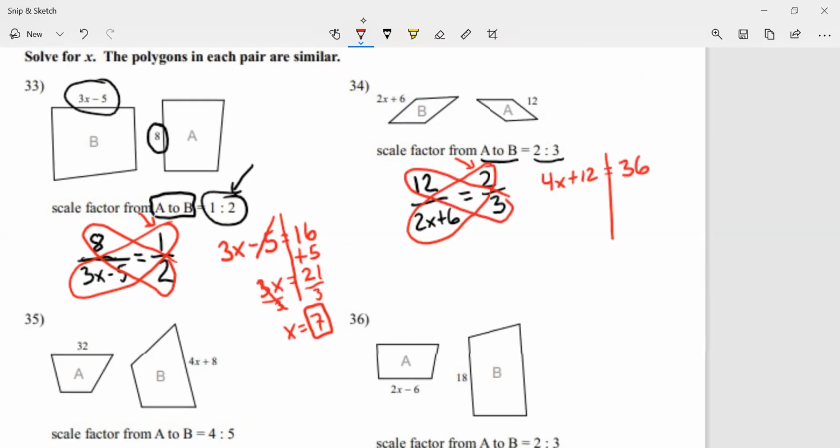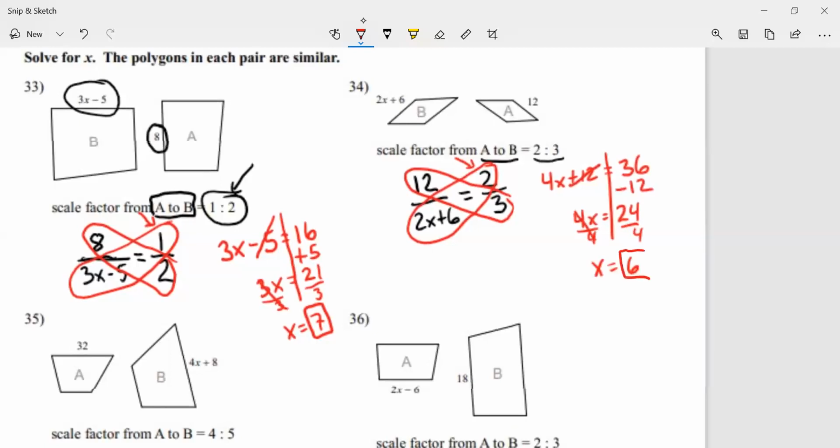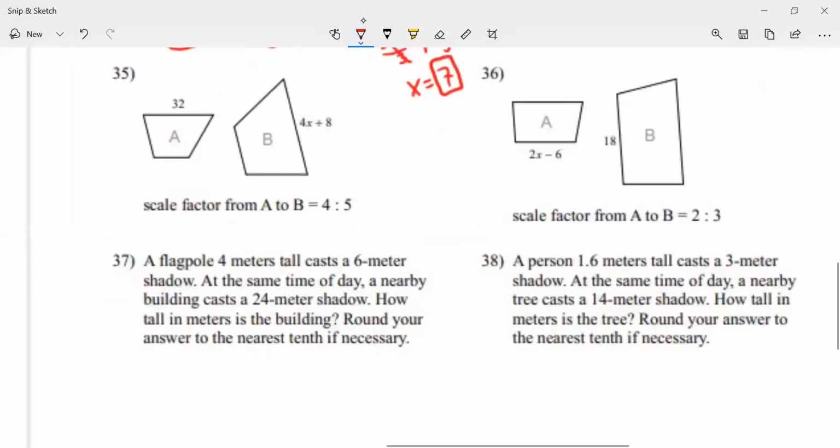All right, let me separate my sides to the equal sign. My plus 12, I'm going to move it to the other side as a minus 12. Don't forget to switch the signs. So I have that 4x is equal to 24. Let me divide both sides by 4. So I get that x is equal to 6. For my answer, I'm just going to type in 6. Take a look at number 35.